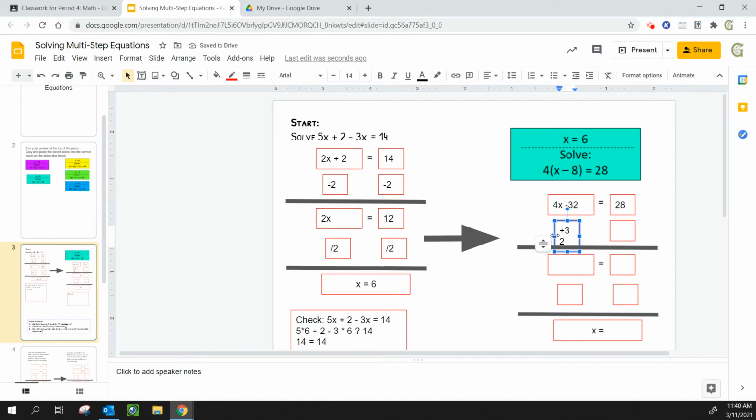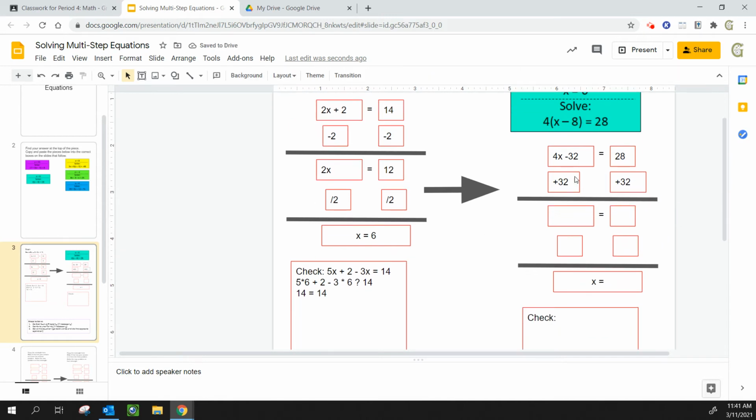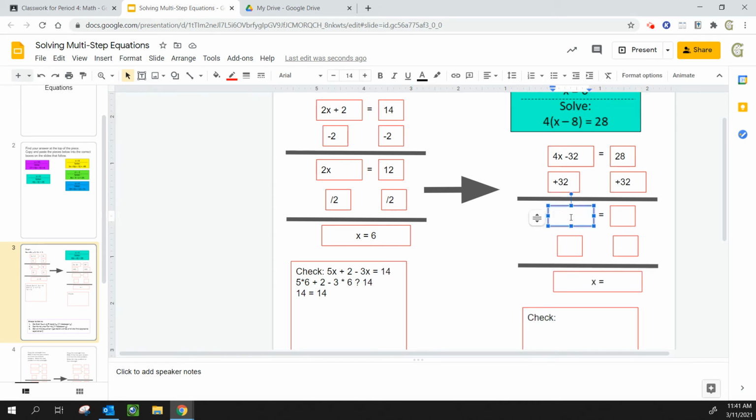And then if you can make the box bigger if you want, so it doesn't go to 2 lines. And then on the other side, we're going to add 32. So on the left side, you have a minus 32 and a plus 32. They cancel out because it gets to 0, and 0 plus anything is itself. So here you have 4x. And on the other side, you have 28 plus 32. So again, use your calculator. And 28 plus 32 is 60.